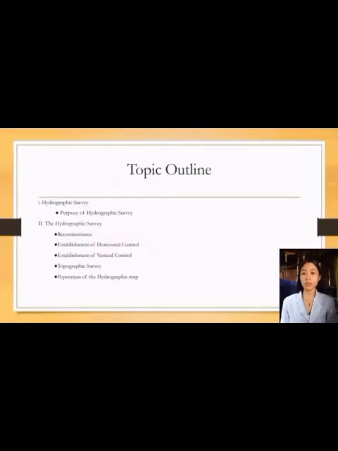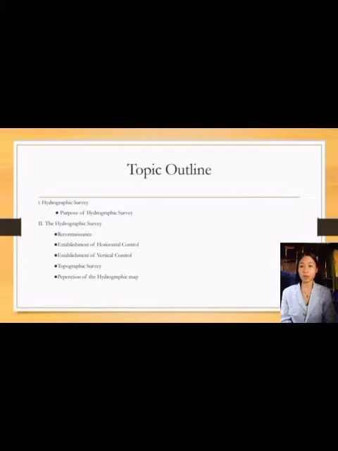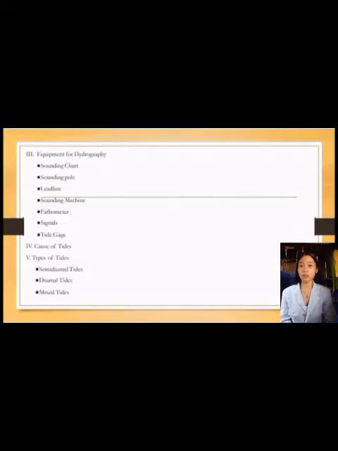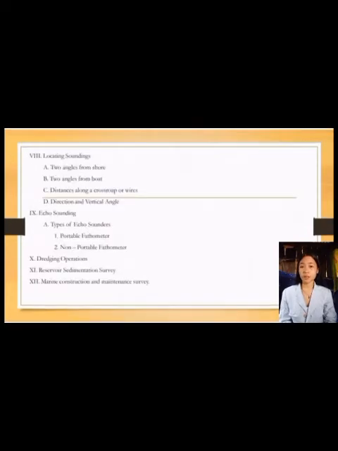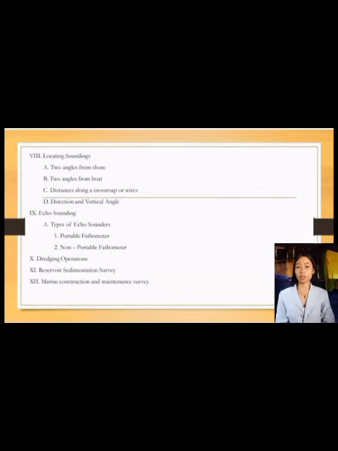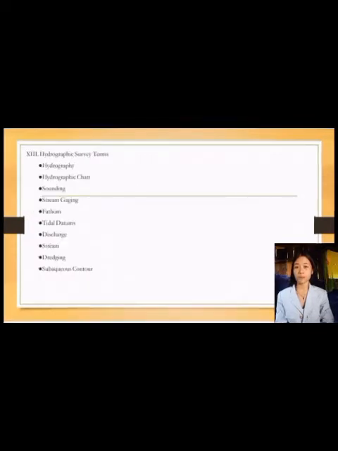So here is the topic outline for our report. First, the meaning of hydrographic survey, and the second is the purpose of hydrographic surveying. It also includes the equipment of hydrography, the cause of tides, and the types of tides. It also includes the tidal datum and its principle, and the next is the sounding party and the ways on how to locate soundings. It also includes dredging operations, reservoir and sedimentation survey, marine construction and maintenance survey, and the last is the hydrographic survey terms.